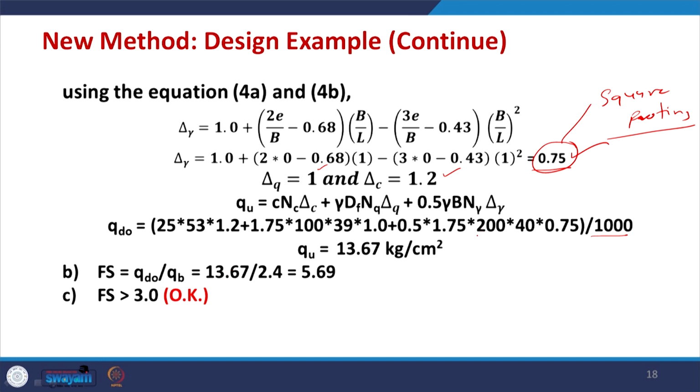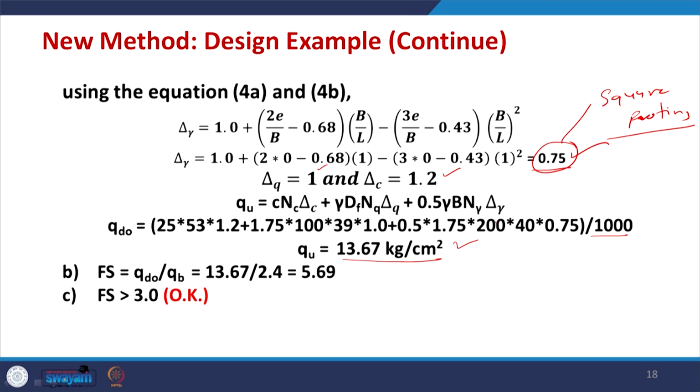For example, this is 25, so it is multiplied by 1000. That is why, instead of 0.025, this requires a division by 1000. The same is for the other factors also. So, the value of ultimate bearing capacity is found as 13.67, and this bearing capacity of 13.67 is coming using this equation with NC, NQ and N gamma.